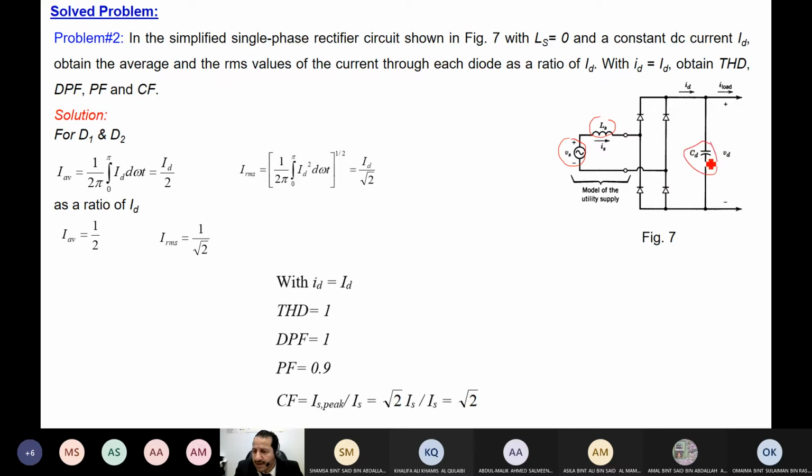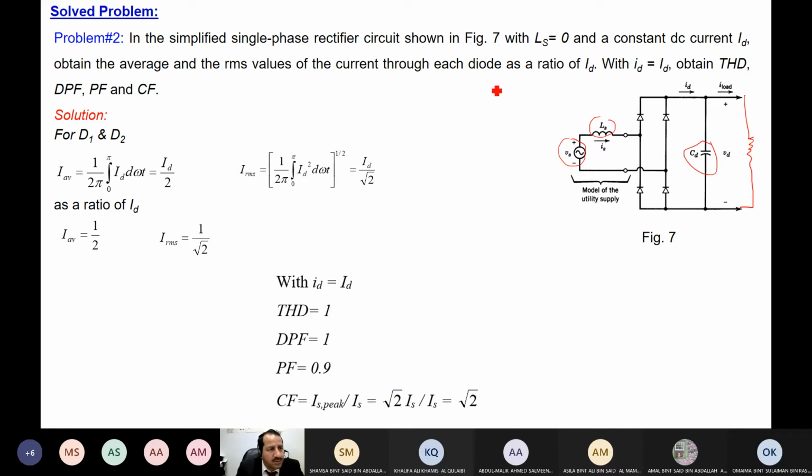Capacitor, what is the capacitor for? Anybody remember? Why do we connect a capacitor with the load? To smooth the current. Current or voltage? Voltage. Excellent. If we want to smooth the current, what do we connect? Inductor. Excellent.